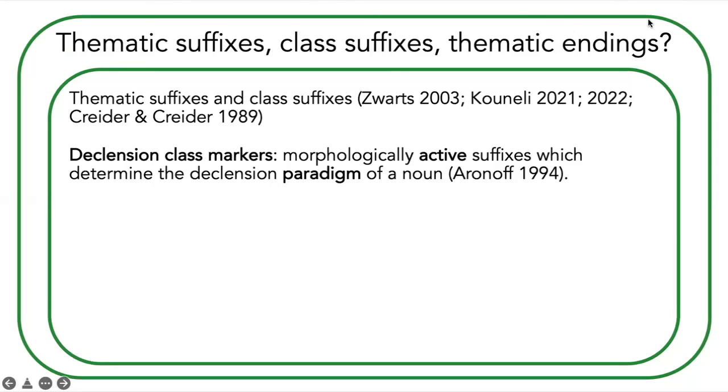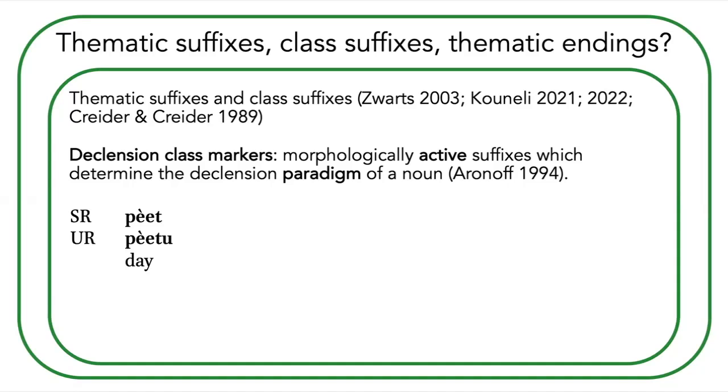As for thematic suffix and class suffix, these refer to something like declension class markers. So morphologically active suffixes which determine the declension paradigm of a noun. But this model predicts that each stem will have a single class marker. This could be dependent on the stem or on a following morpheme like a suffix.